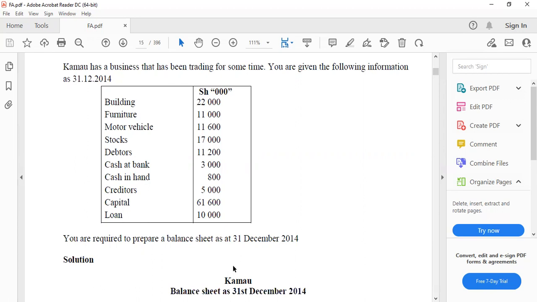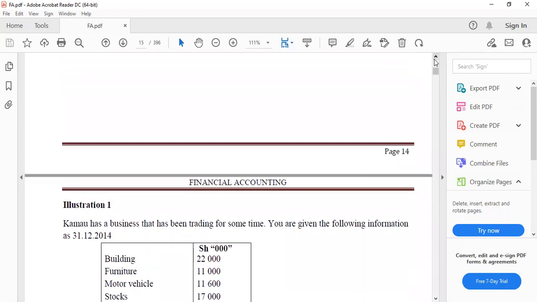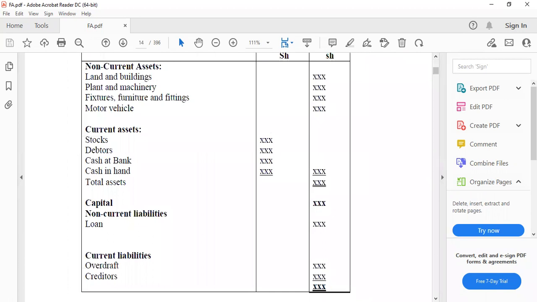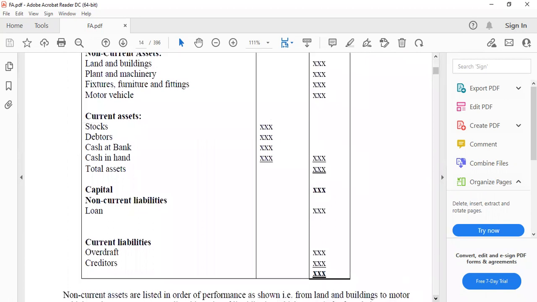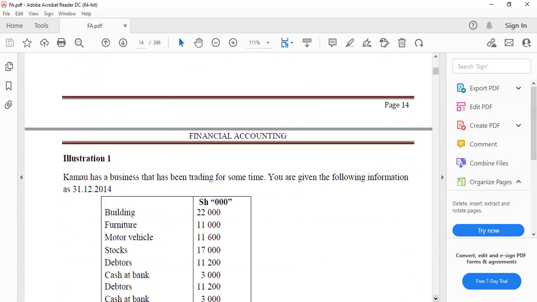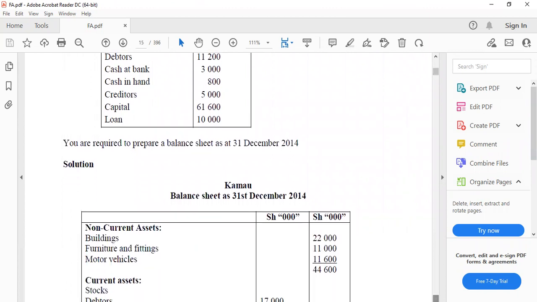Therefore, with this information, I can easily insert this information into the format, or into my balance sheet. Remember, we had this format here. We had this format. And we can use this to include the items that are in this illustration. Good. Let's look at it.